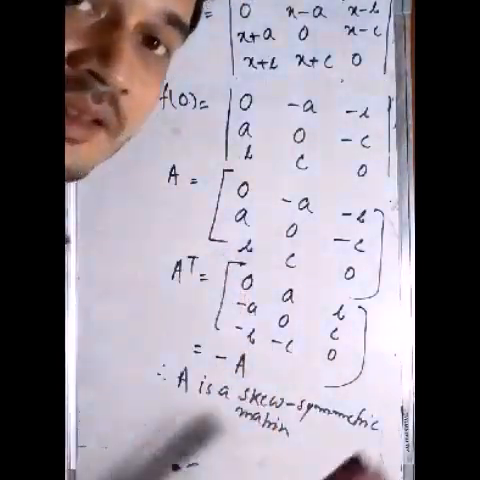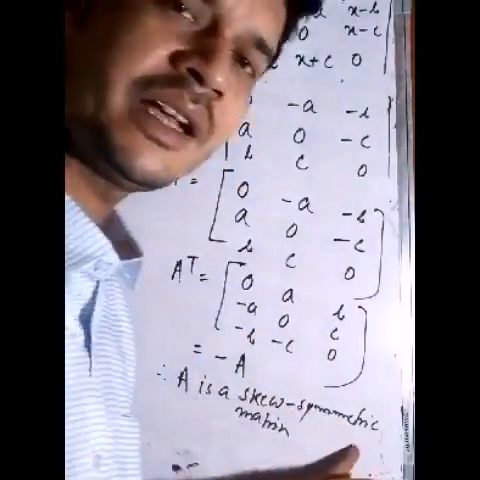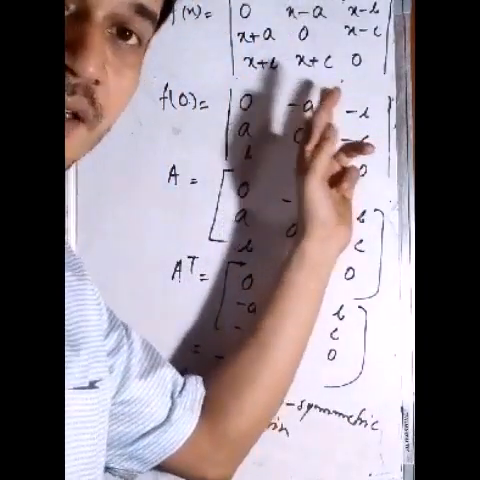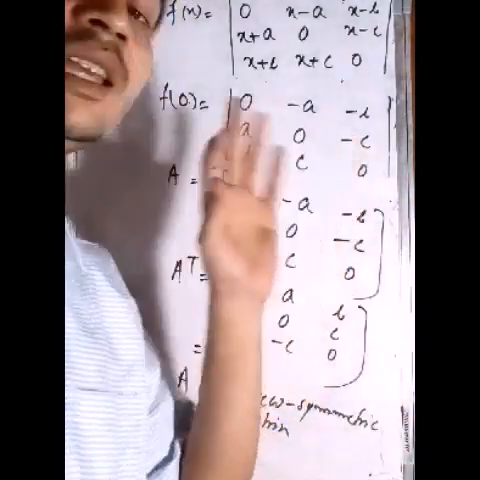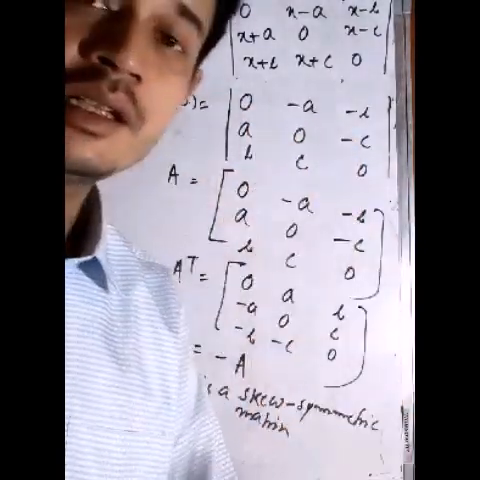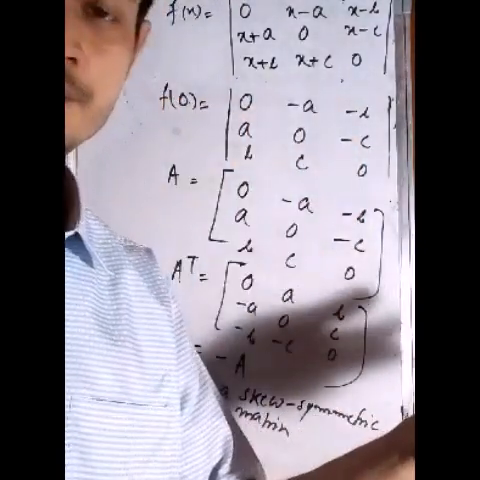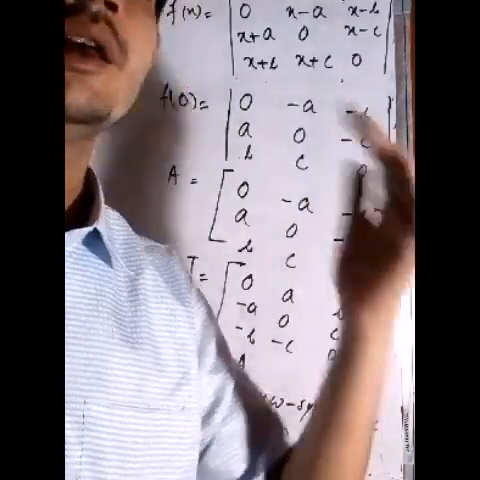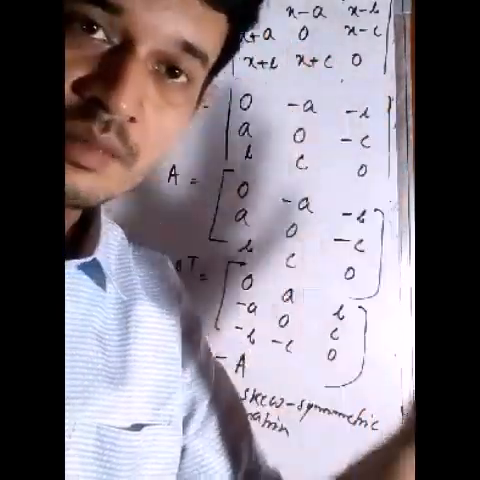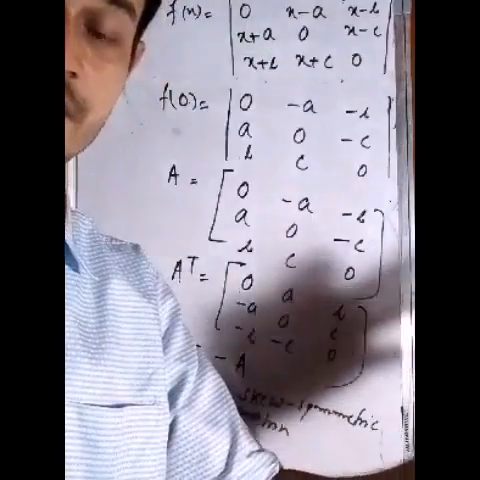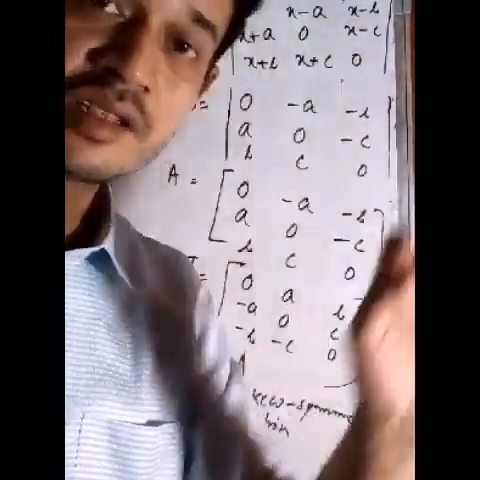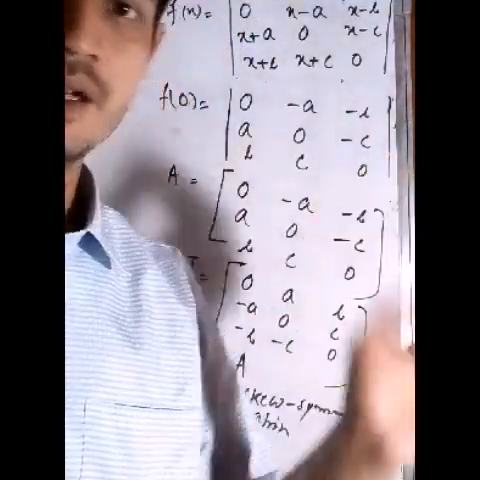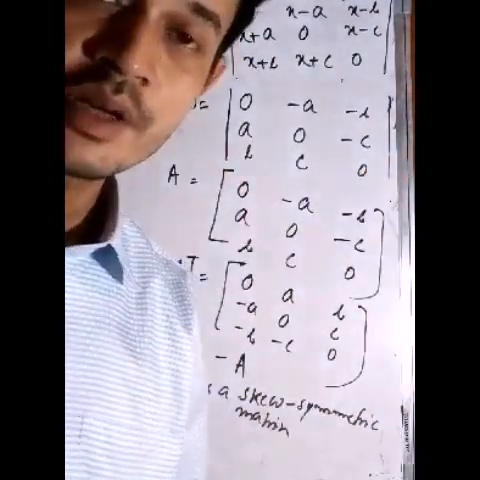Now there is an important result in determinants. The given determinant, the corresponding matrix, is a skew symmetric matrix. So we can say that this determinant is a skew symmetric determinant. What is a skew symmetric determinant? The determinant corresponding to a skew symmetric square matrix is known as a skew symmetric determinant. Clear?